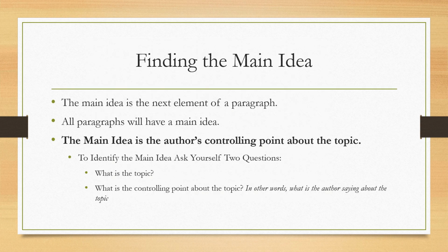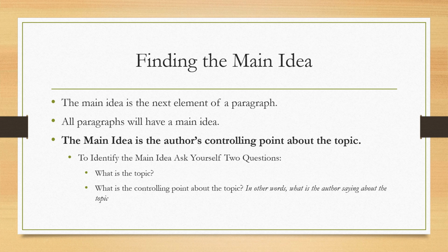The next element of a paragraph that we're going to discuss is the main idea. Remember that all paragraphs will have a main idea. The main idea of the paragraph is the author's controlling point about the topic. What is the author saying about the topic? To help identify the main idea, you ask yourself two questions. What is the topic? And what is the controlling point about the topic? Or what is the author saying about the topic? Your topic will always be a part of your main idea.